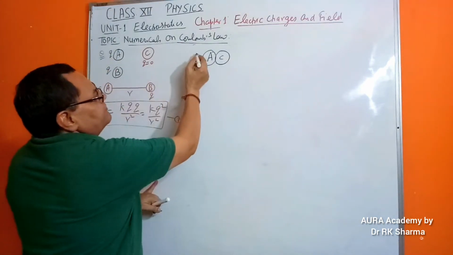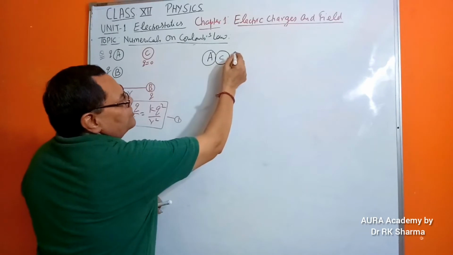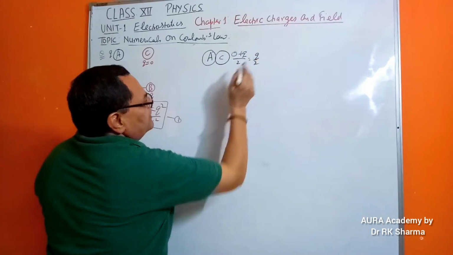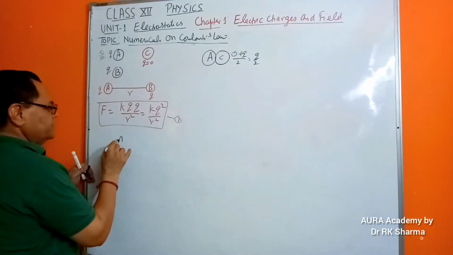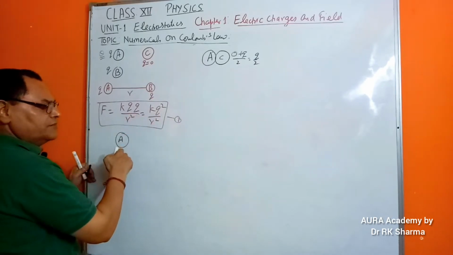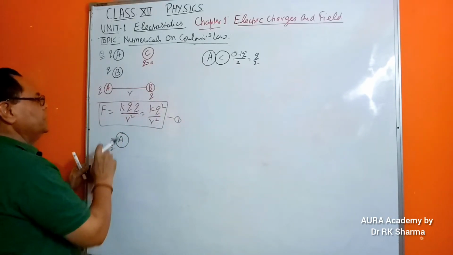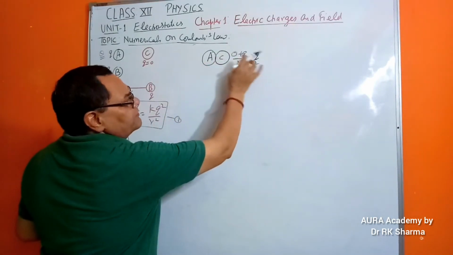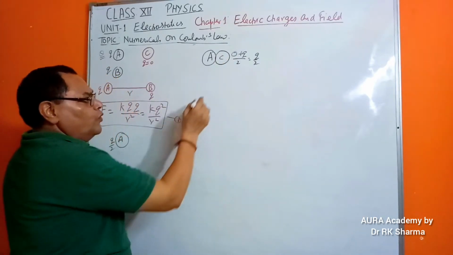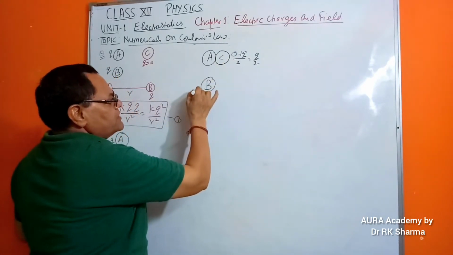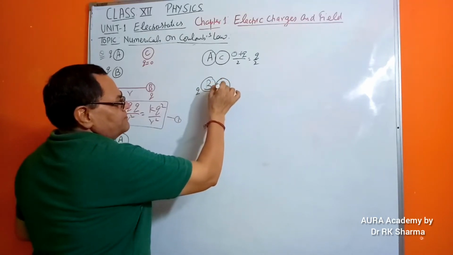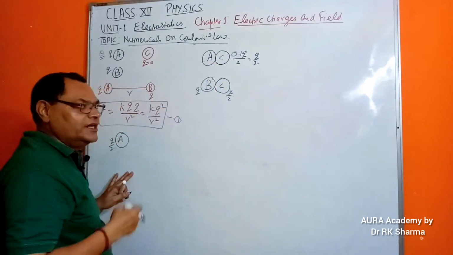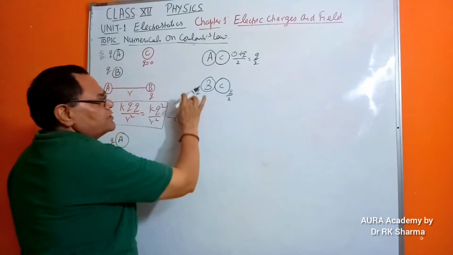Meaning this A was having charge Q, but C was having charge 0. So basically the average charge will be how much? 0 plus Q by 2, that is Q by 2. Meaning thereby the A sphere, when brought in contact with C, will now have only Q by 2 instead of Q. And now this C will also have the same charge, Q by 2. When it is brought in contact with B, which was having Q charge, note that C is not uncharged now, it is already charged because it has been brought in contact with A. So what will be the new charge on B and C now?